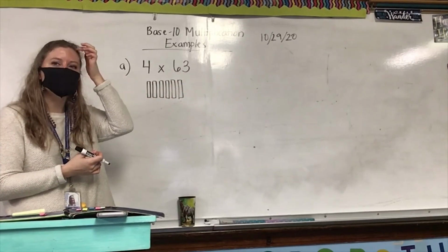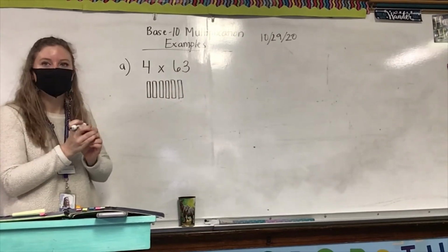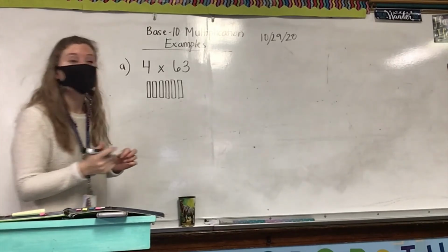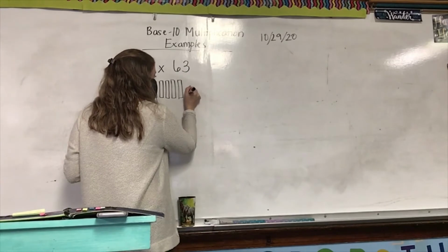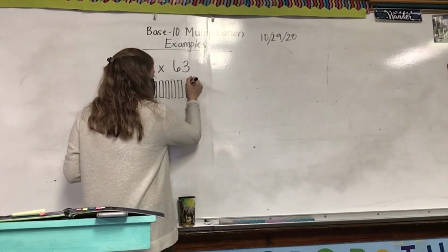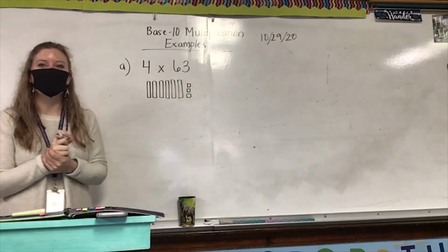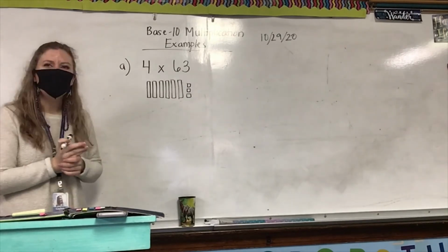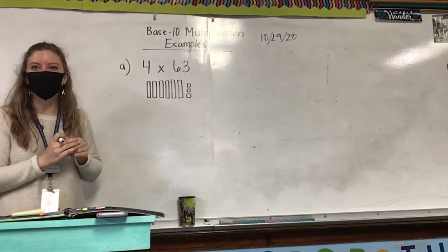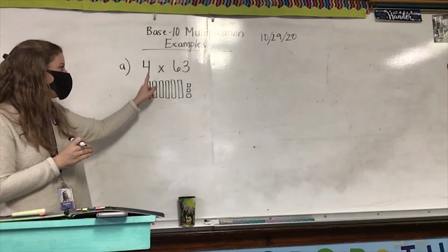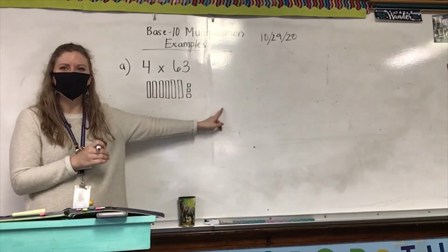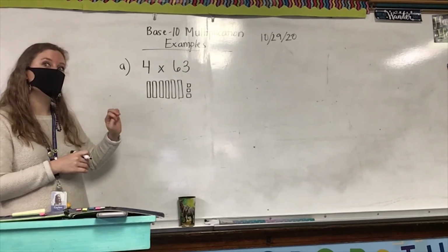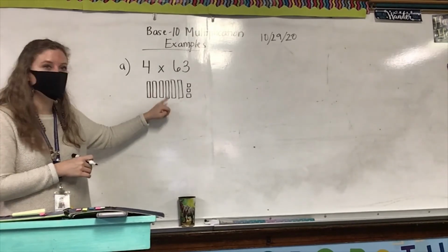No. What do we have to do to finish modeling 63? You have to model 3 cubes. 3 ones cubes. 1, 2, 3. 3 ones cubes are worth how much, Mason? 3. Are we done? Did we model 4 times 63? No. How do we model this 4? Do we draw 4 ones cubes? No, you draw 4 times. I draw what 4 times? 63. I repeat 63 4 times.